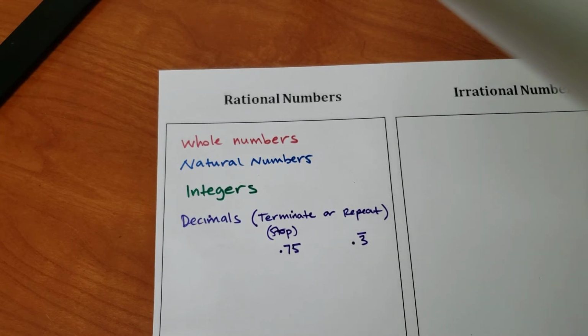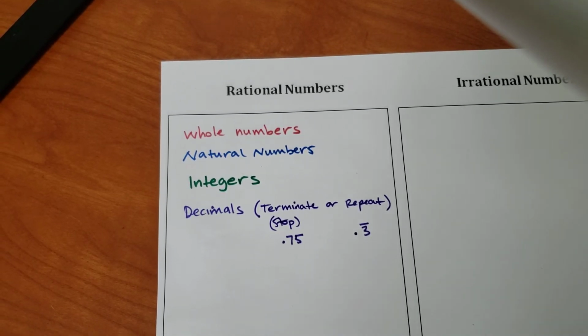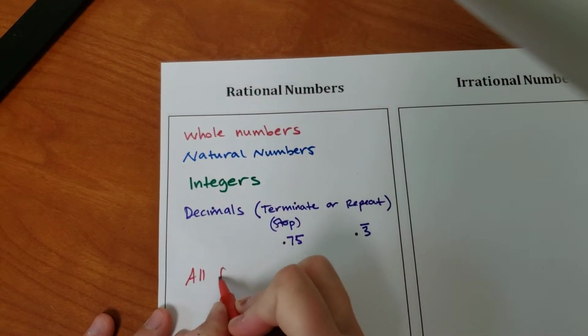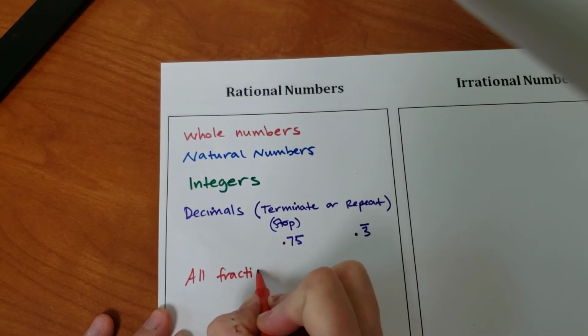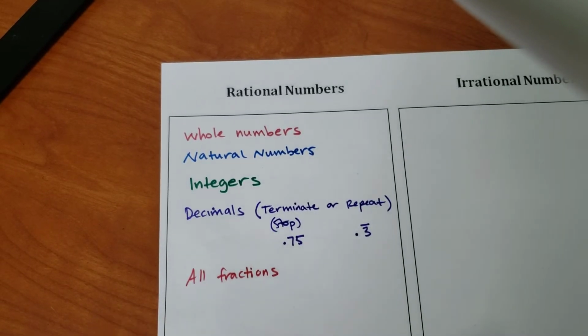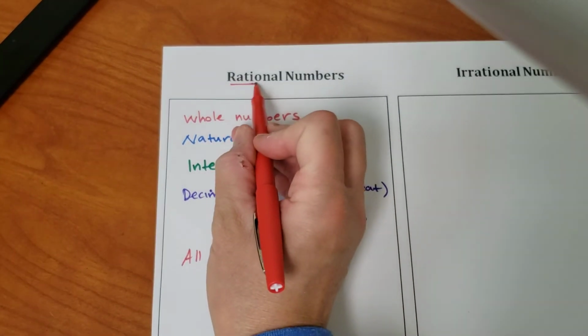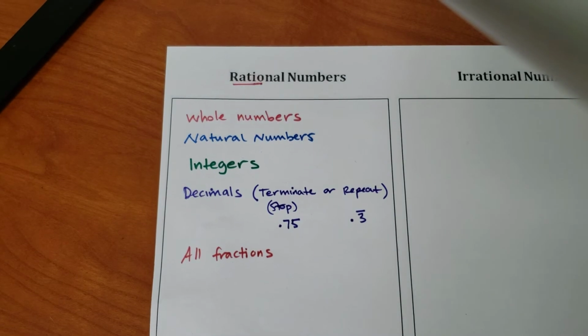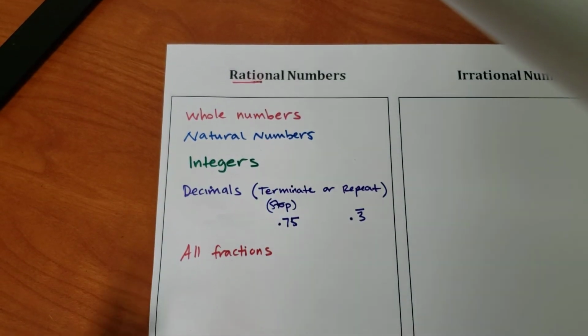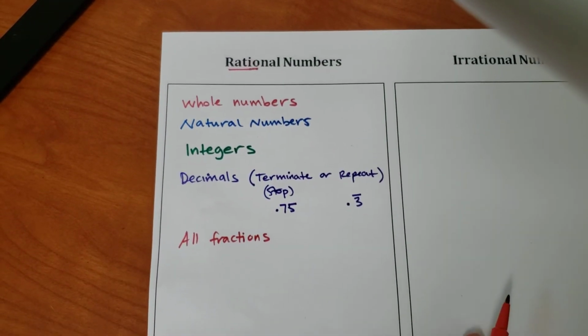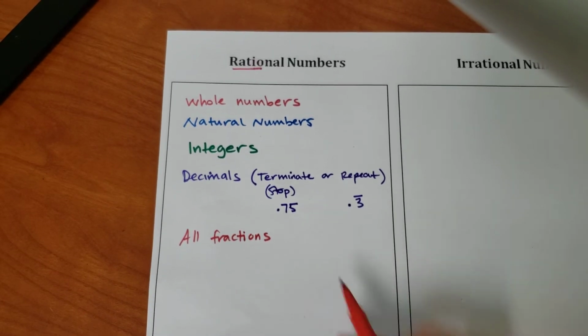The other kind of numbers that are rational are fractions. All fractions. Any number that can be written as a ratio of two integers, a fraction, a mixed number, a negative fraction, an improper fraction, any kind of fraction you can think of, they're always going to be rational. That's important.